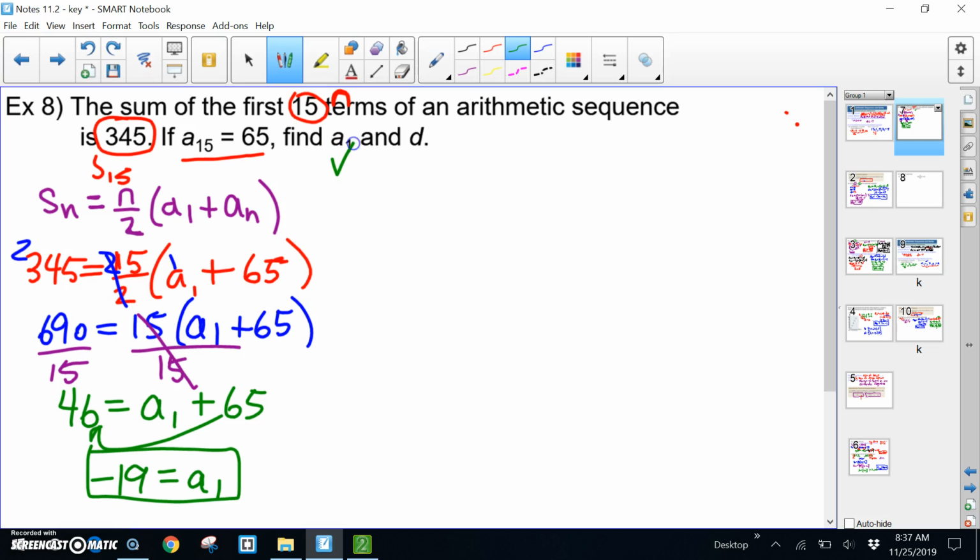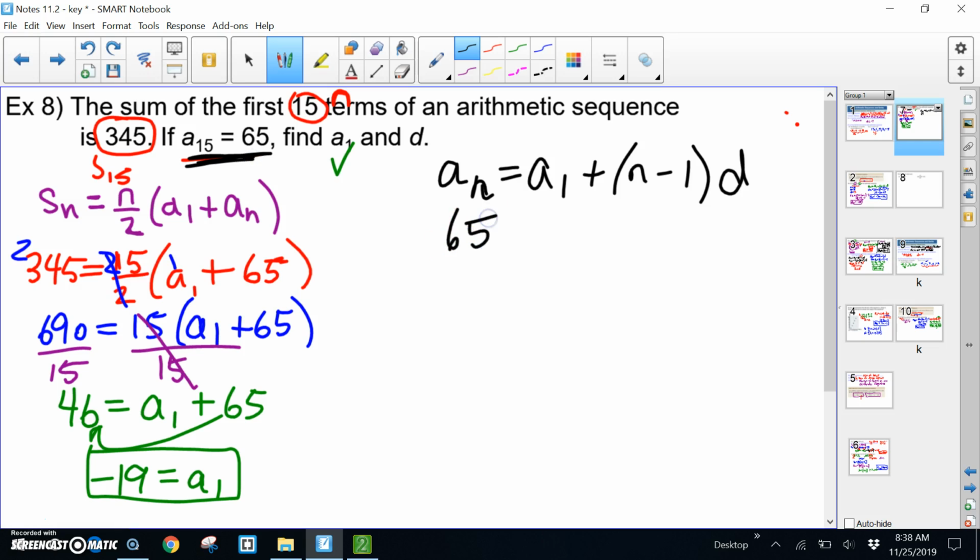So we've got A1, now we need to find D, and we can go back to the old formula. We don't need a sum formula, we just need a formula that has a D in it. An equals A1 plus n minus 1 times D. Notice this is not a sum, this is the nth term formula. So I know the 15th term was 65. So if n is 15, the 15th term is 65.